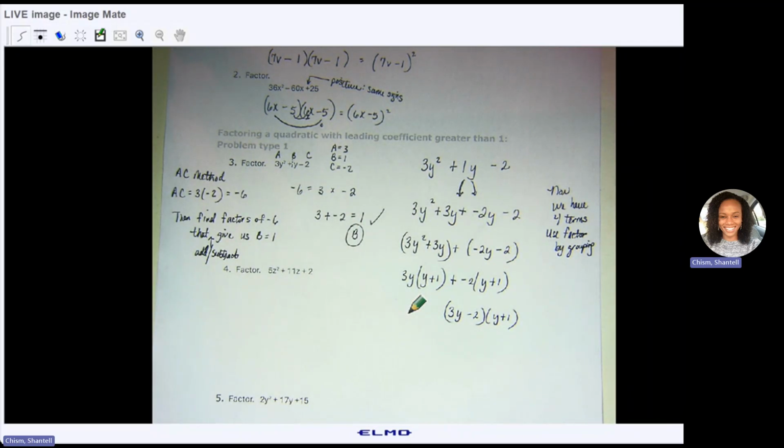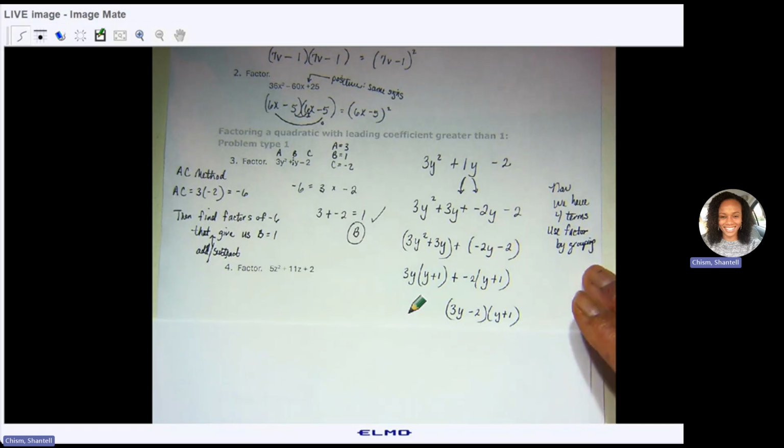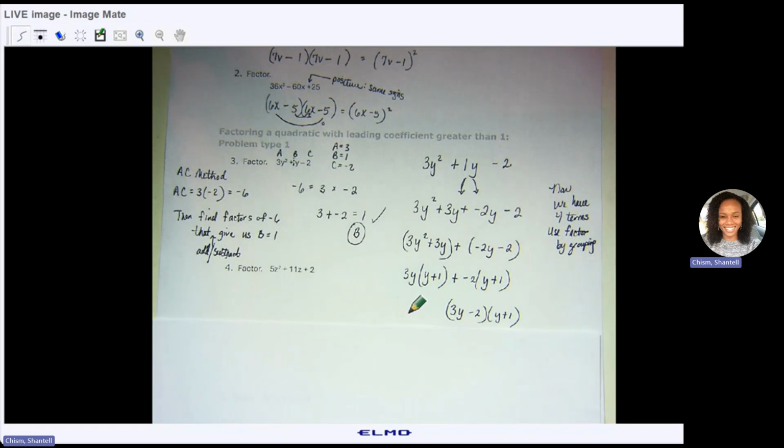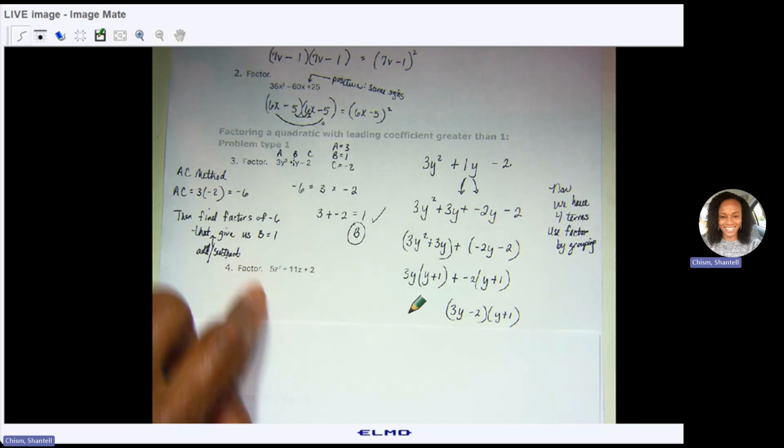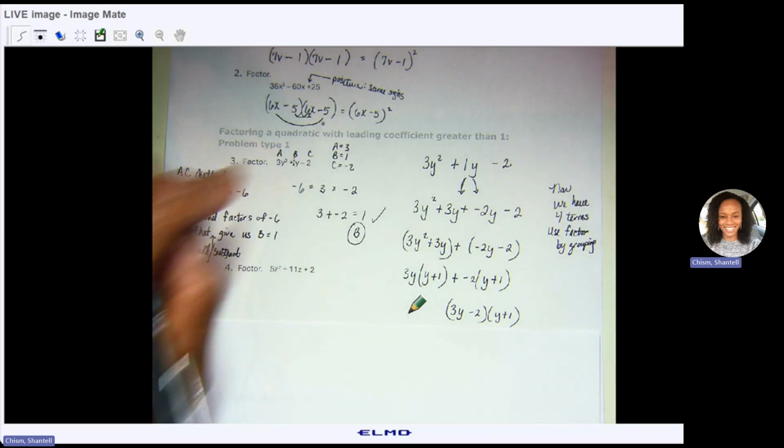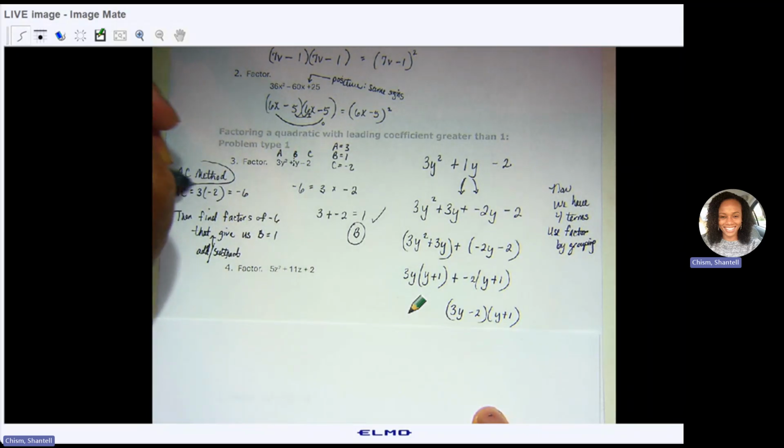That is the AC method for that number 3 problem. Okay? I'm going to show you the trial and error method as well. So I'm going to do that same problem. Let me kind of cover that up. Ignore this right here. I'm going to work that one in a minute. So I'm still on this one. This is the AC method that we just demonstrated. Let's do trial and error.